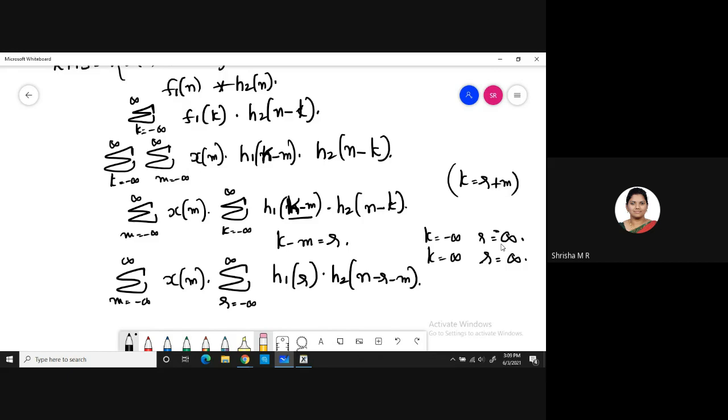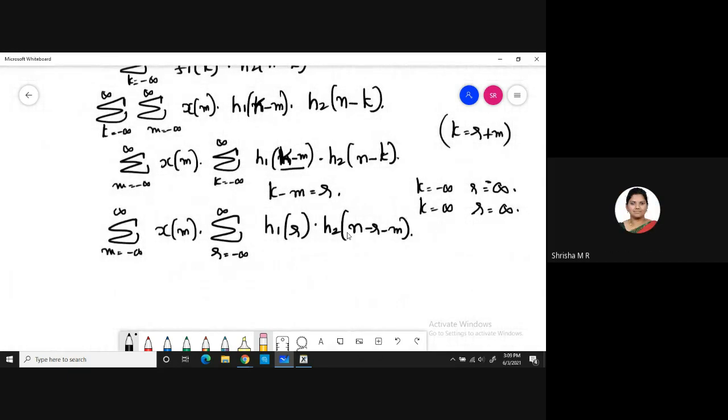Is this step clear? Yes, ma'am. Everyone, it's clear. So now we know what is f2 of n.